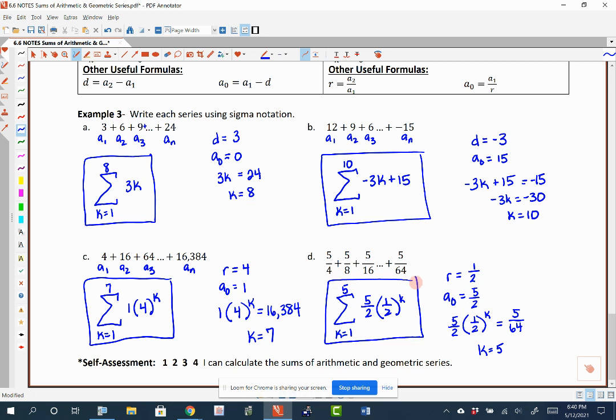So this is all we're going to do with series today, is to be able to find their sum either by hand or with a calculator, and then to be able to write your own summation using the sigma notation.